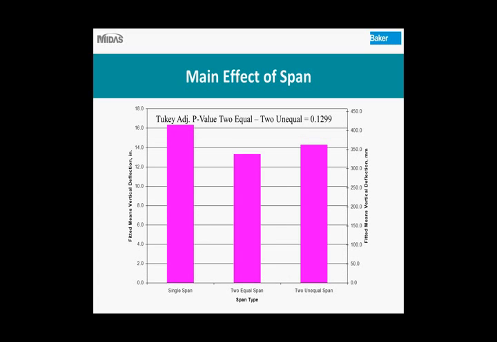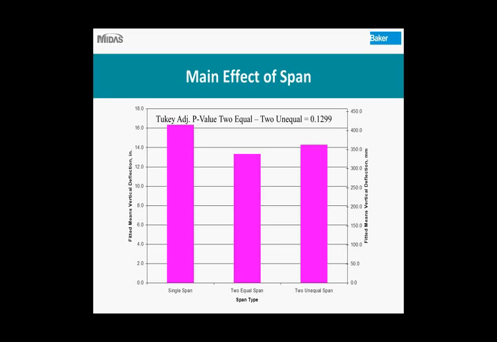So the next graph, we're looking at the main effect, remember, on vertical deflection of the span. And you can see the single span results in vertical deflections which are larger than our 2 equal spans. And this would be expected. We expect higher deflections in the single span.